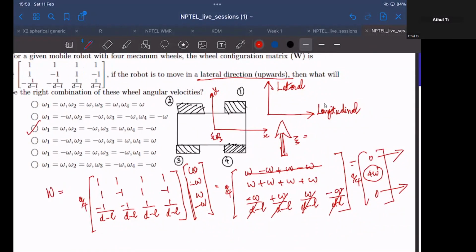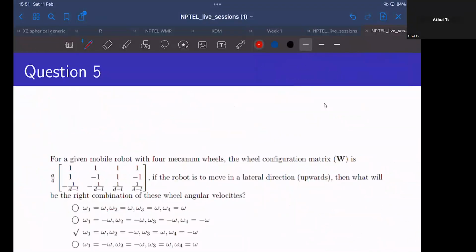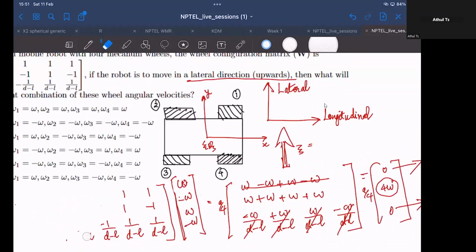Apologies if the audio visual is breaking. Yeah, so the answer is indeed correct. Option 3 is the correct option. If the first angular velocity is positive, the second is negative, the third is positive, and the fourth is negative, the robot will simply move. Yeah, Atul has asked it one more time. I need to explain it one more time. So no problem. I can explain it, no problem.